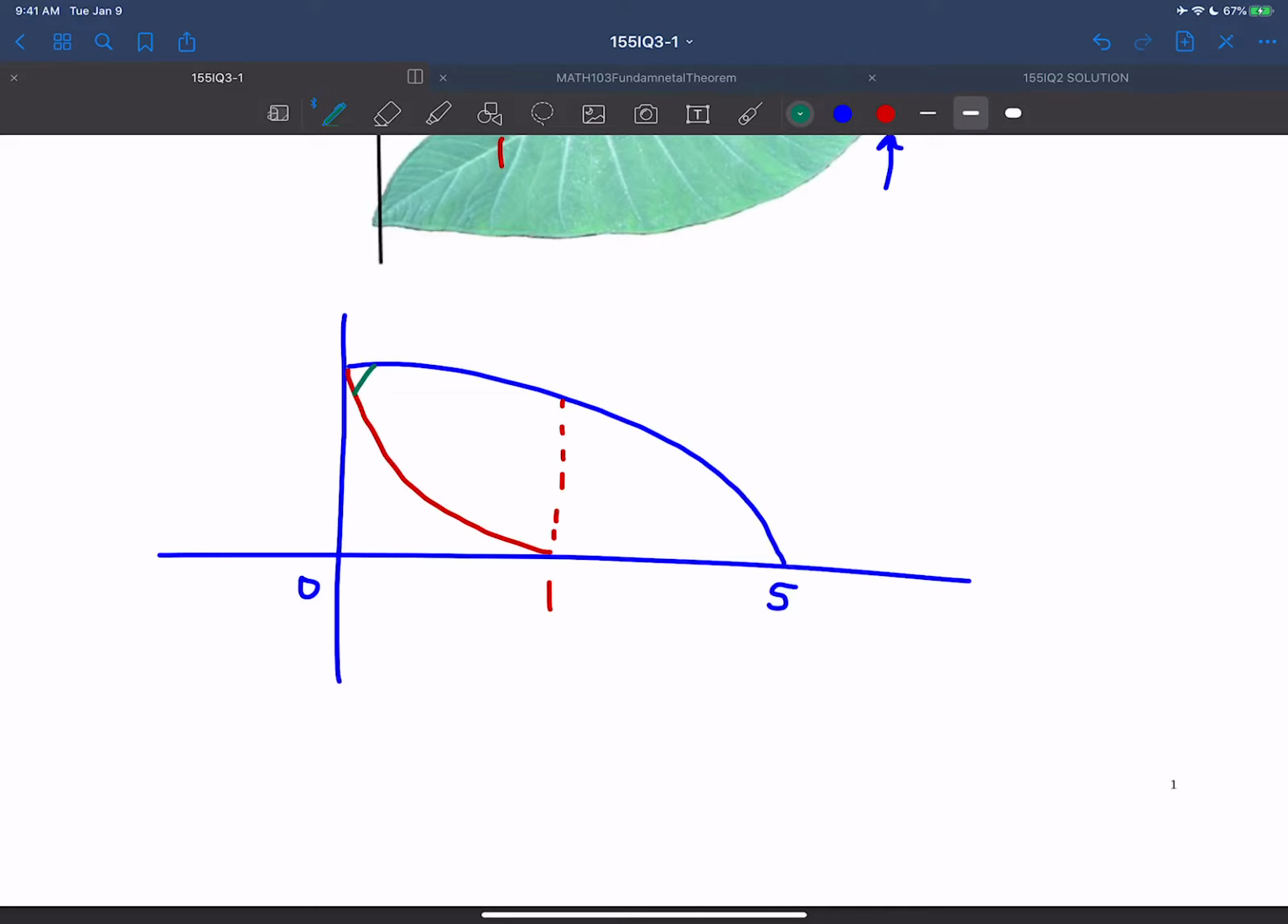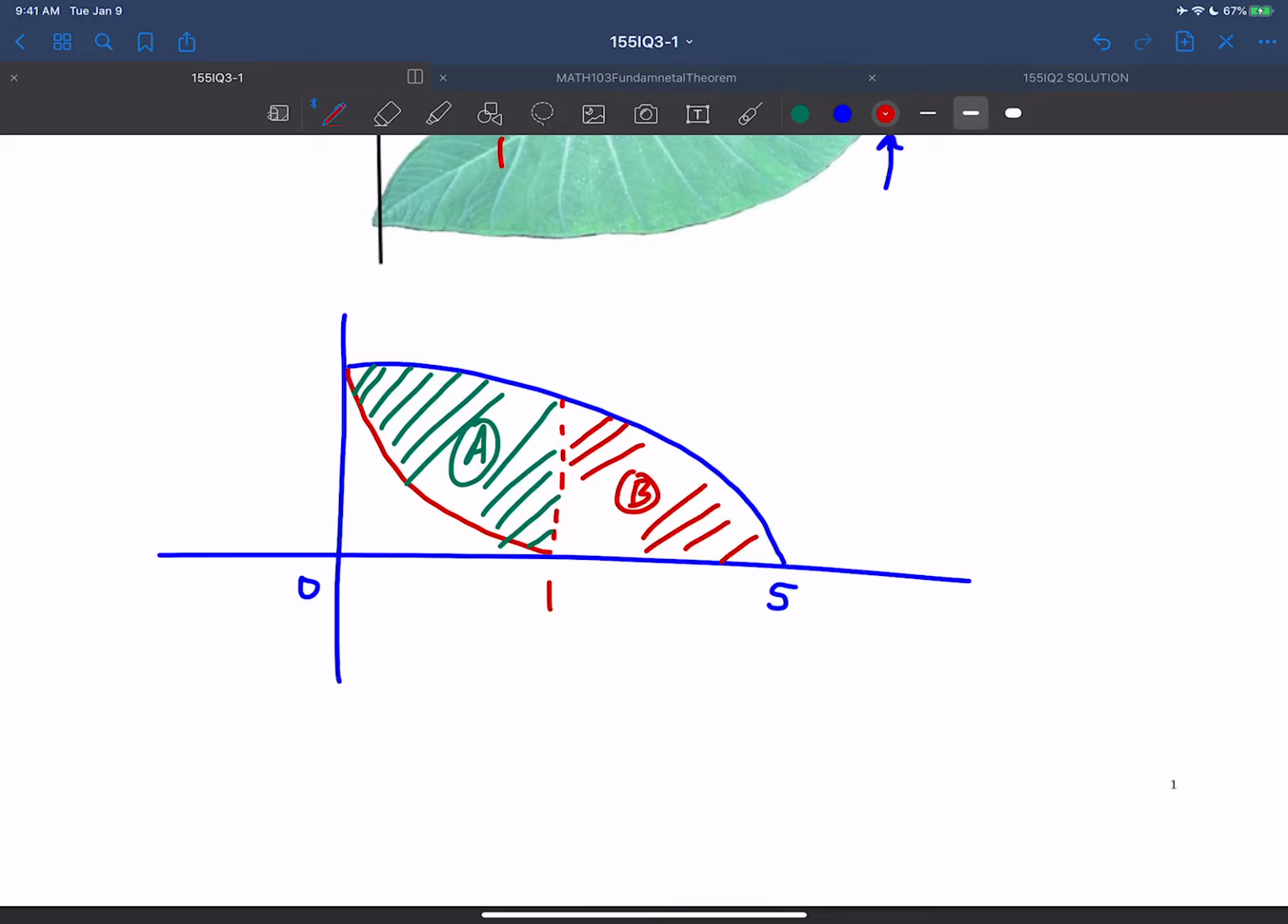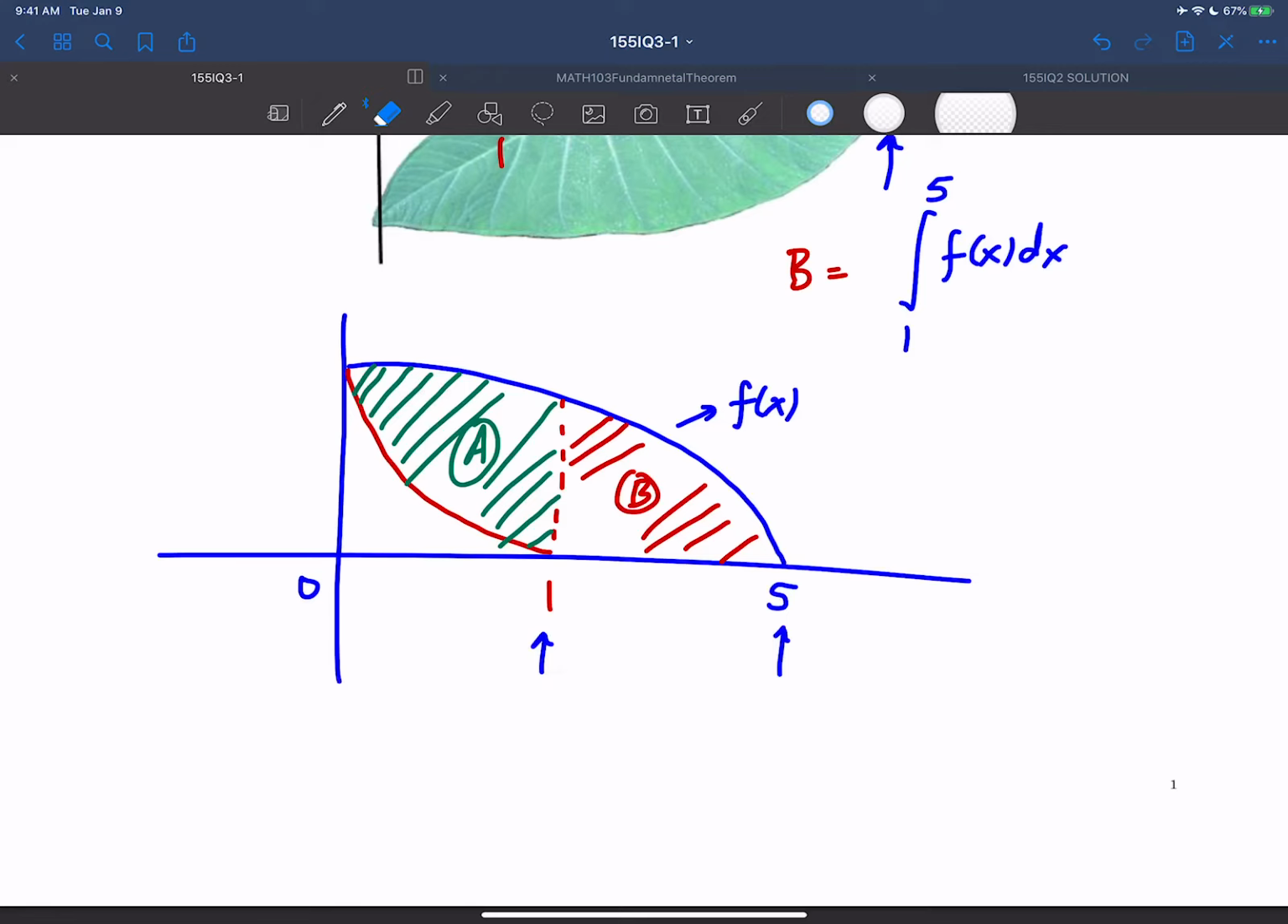I'm going to call this portion the A portion, and this other portion I'm going to call the B portion. Portion B is nothing but the integral from 1 up to 5 of f of x dx, because it just covers the area under the function f of x from 1 to 5. So the B portion is like this.